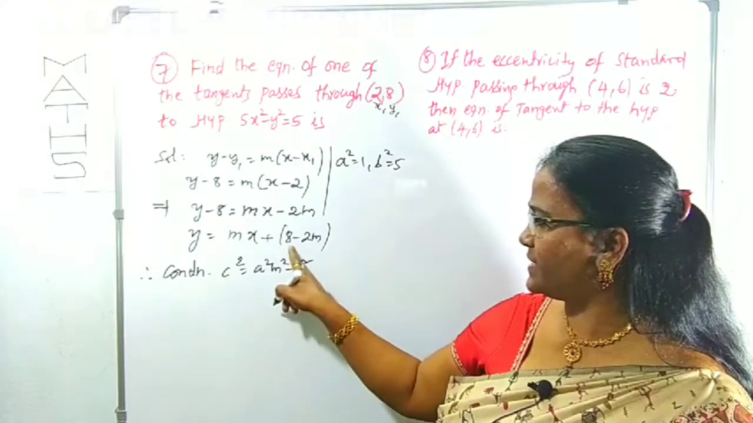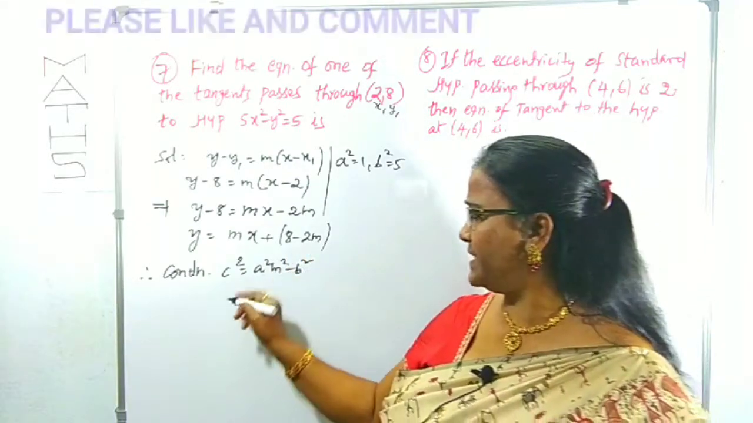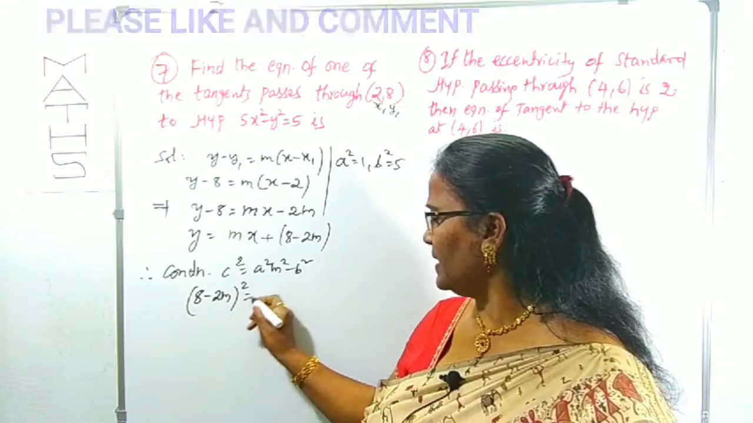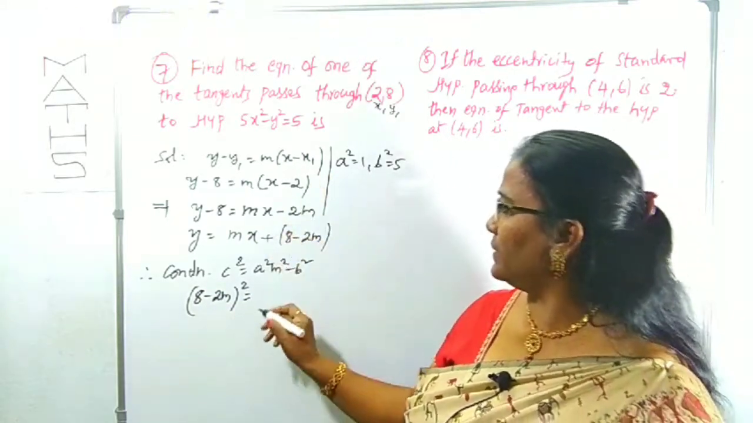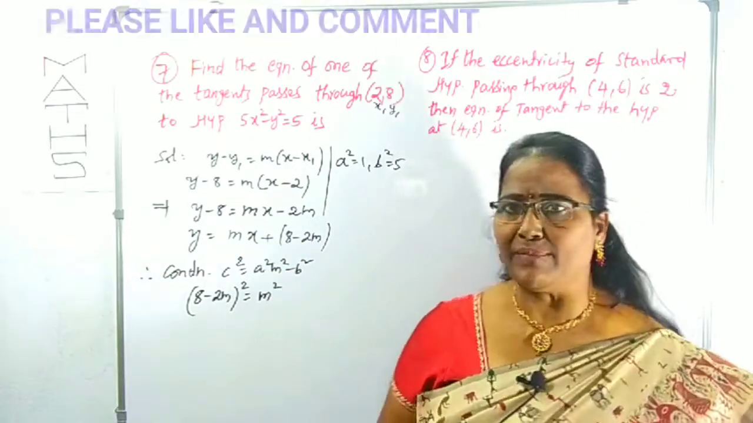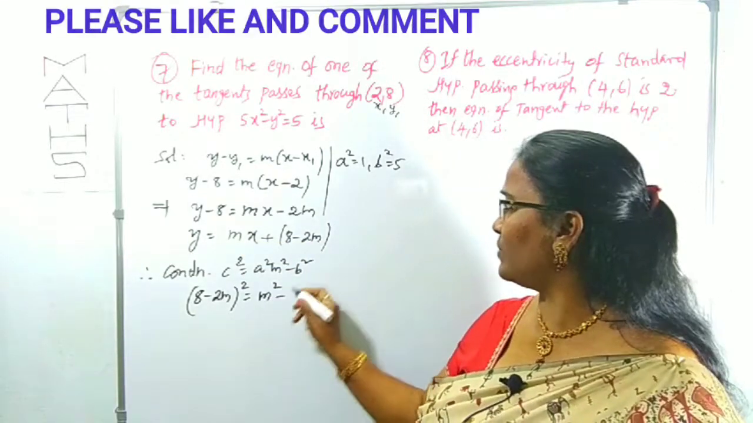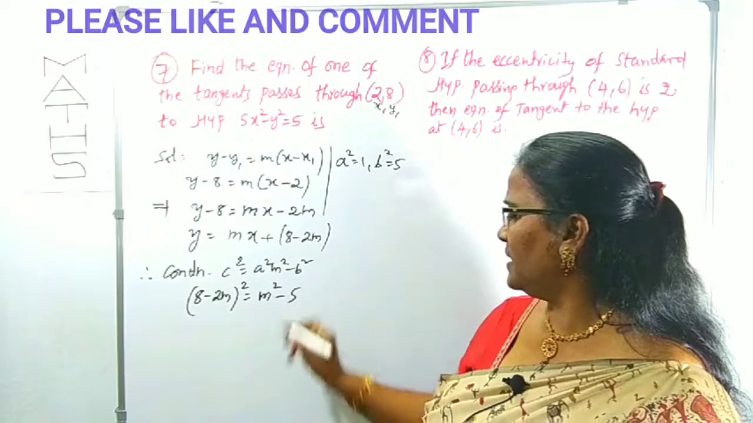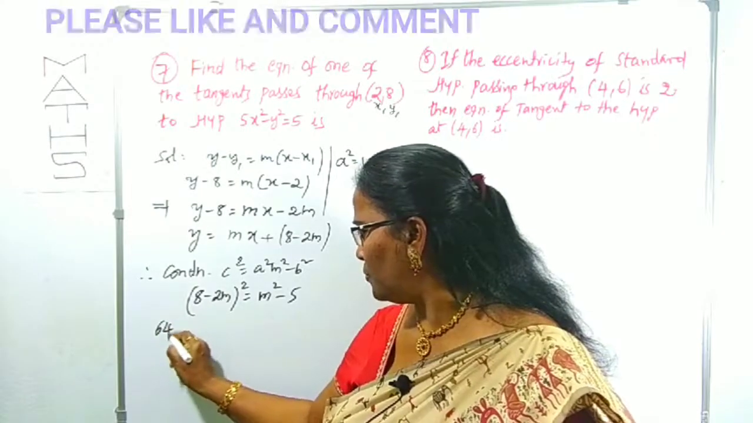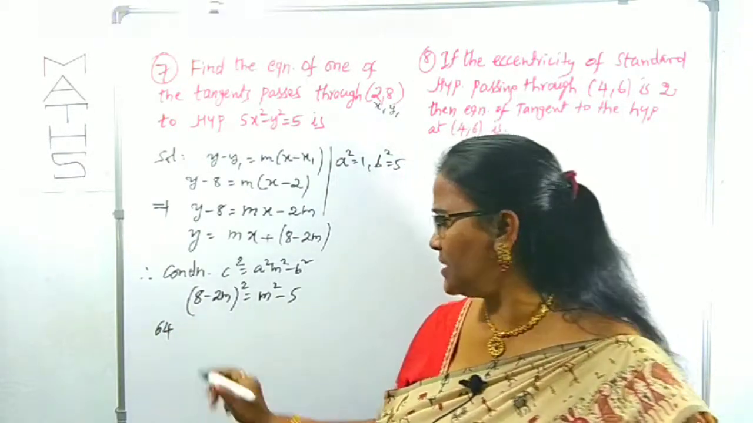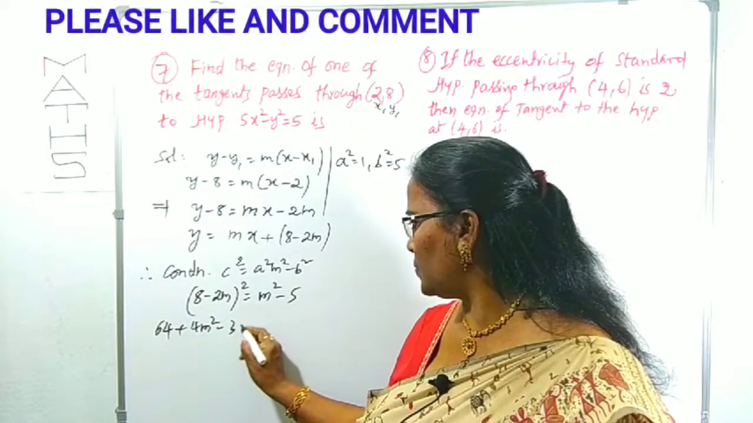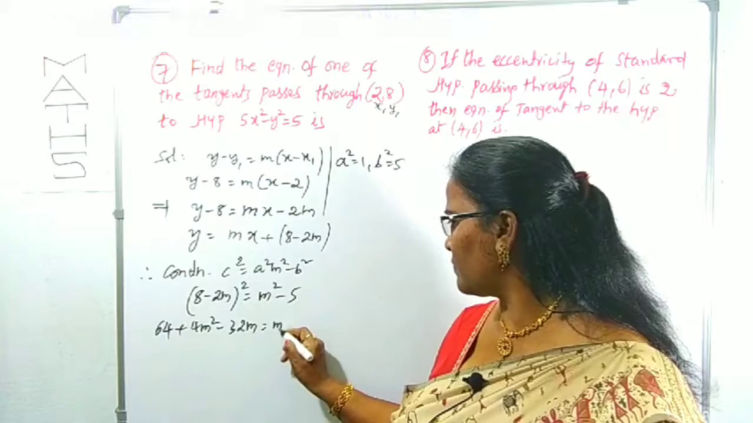In place of c, what is there here? 8 minus 2m. So c square means (8 minus 2m) whole square is equal to a square, which is 1, into m square, that is m square, minus b square. B square is 5, right? We can expand it. 8 square is 64, using (a minus b) whole square, plus 4m square minus 32m is equal to m square minus 5.